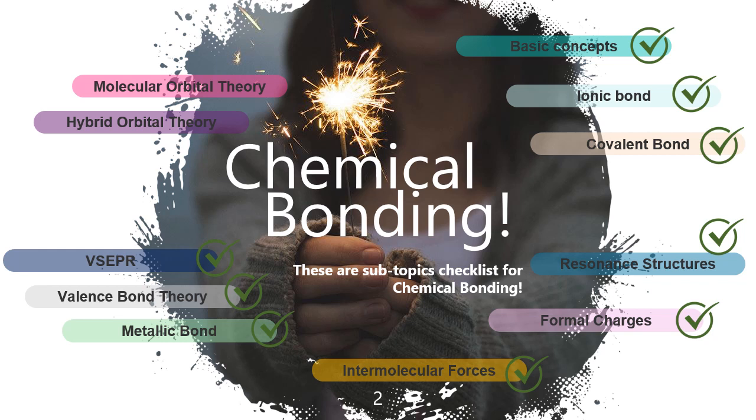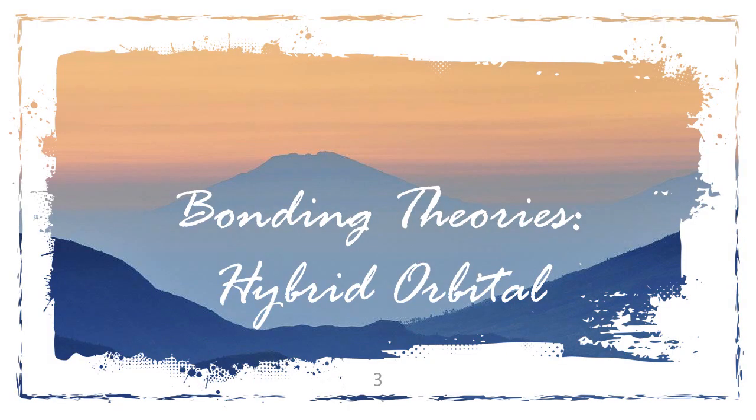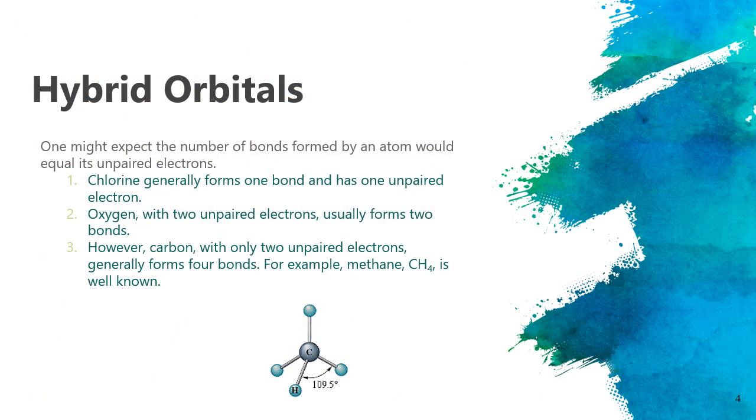In the previous video, we have concluded the subtopic VSEPR that can be used to predict the molecular geometry. In this video, we are going to learn about another theory in chemical bonding, which is hybrid orbital theory or HOT. This is video HOT part 1. Generally, hybrid orbital theory is a continuation from valence bond theory.